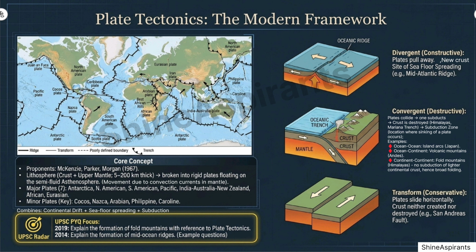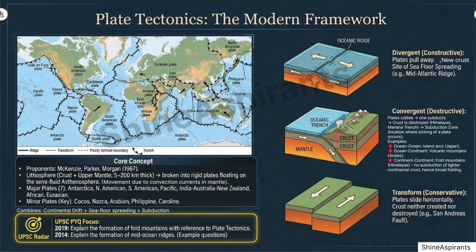Plate tectonics combines continental drift plus seafloor spreading plus subduction into one unified theory. The lithosphere, crust plus upper mantle, 5 to 200 km thick, is broken into rigid plates floating on the semi-fluid asthenosphere. Movement is driven by convection currents in the mantle. Major plates, 7. Antarctica, North American, South American, Pacific, India, Australia, New Zealand, African, and Eurasian.